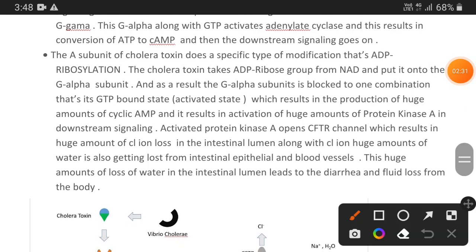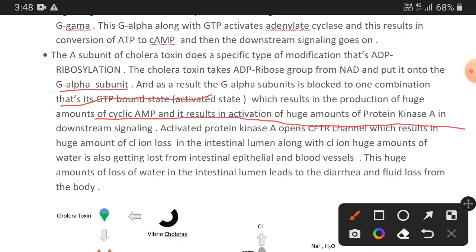So the A subunit of cholera toxin, what it will do is simply take the ADP ribose from NAD, and attach this ADP ribose to your G alpha subunit and lock it in one conformation, that is the GTP bound state. This results in production of a huge amount of cyclic AMP, and it results in activation of a huge amount of protein kinase A in downstream signaling.